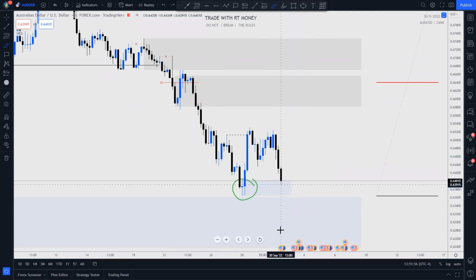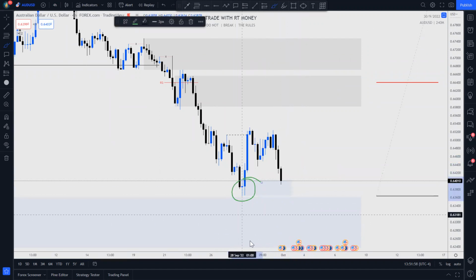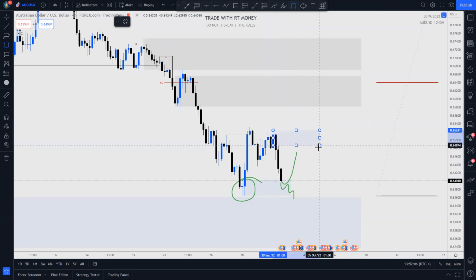So what am I looking for? Again, I'm looking to see if this holds. All right. If price doesn't hold, if price pulls back a little bit, this is the area I would look to take a short from. This is the area I would look to take a short from if price does pull back.